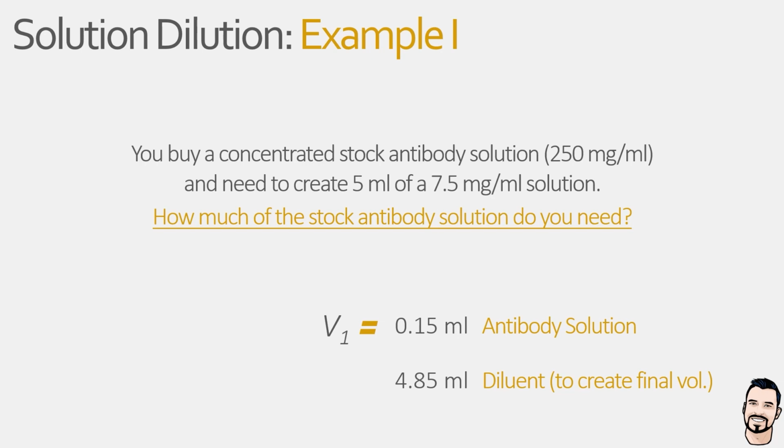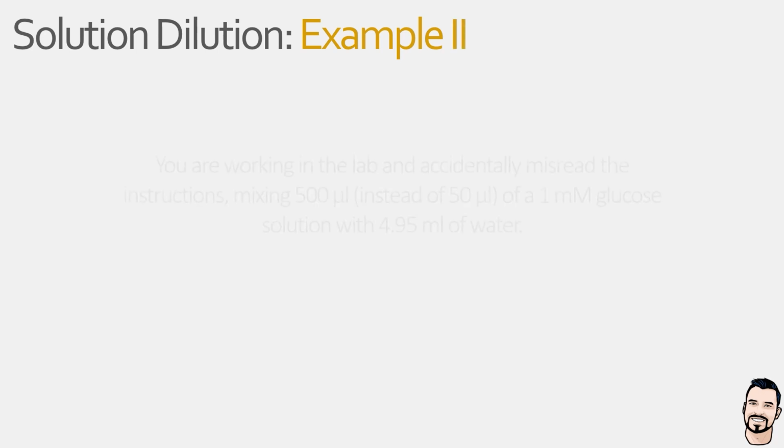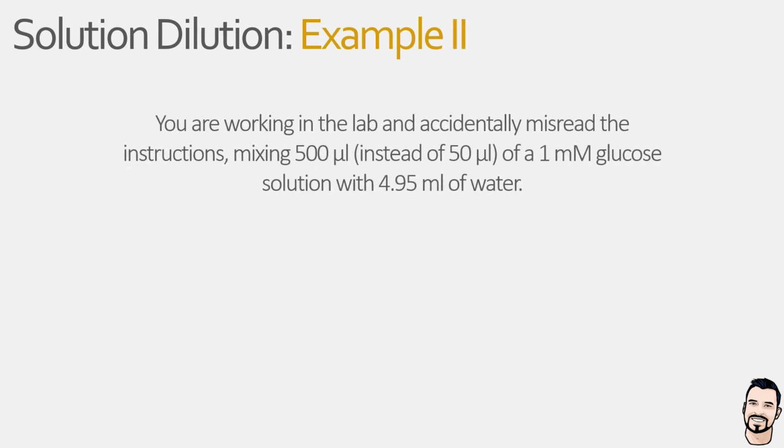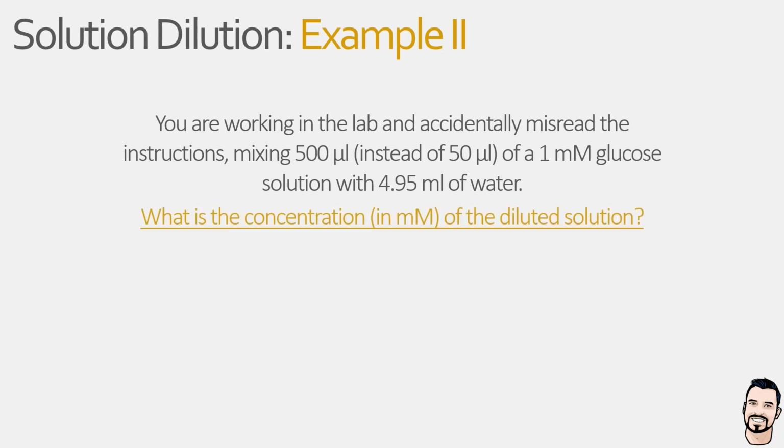Now moving on to our second example, a student accidentally pipettes the wrong volume of glucose into water, and instead they mix 500 microliters of 1 millimolar glucose with 4.95 milliliters of water rather than the 50 microliters that was stated in the practical proforma. The student wants to know what is the concentration in millimolar of the diluted solution that they accidentally created.